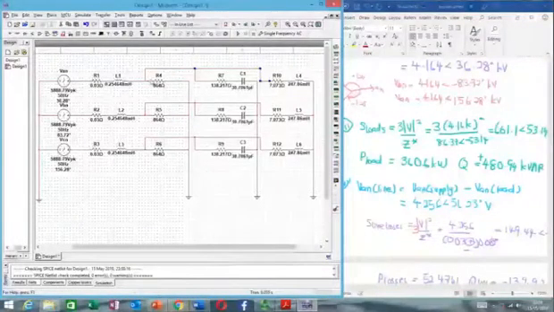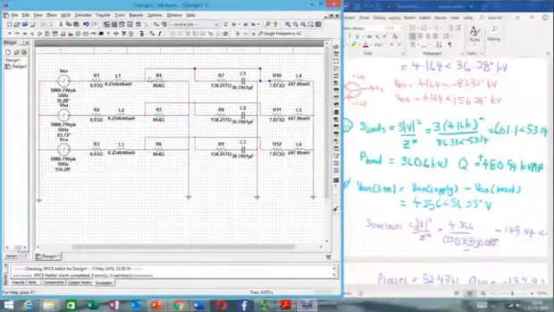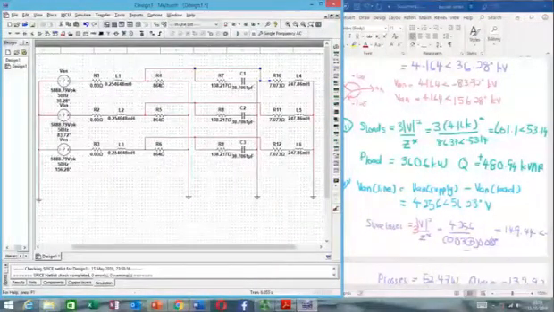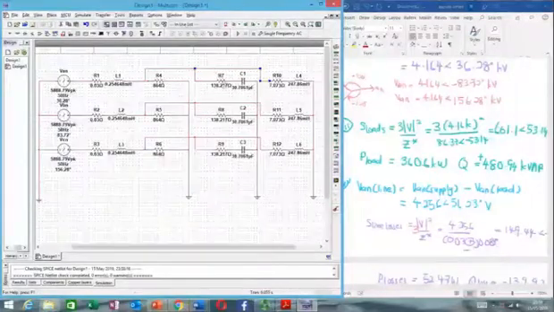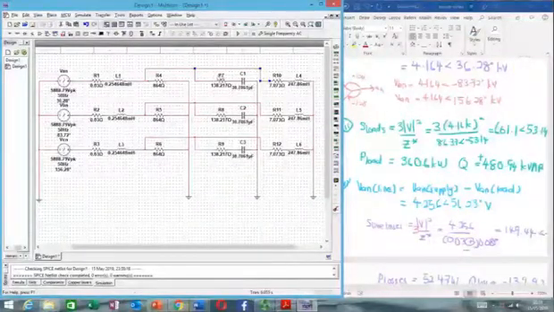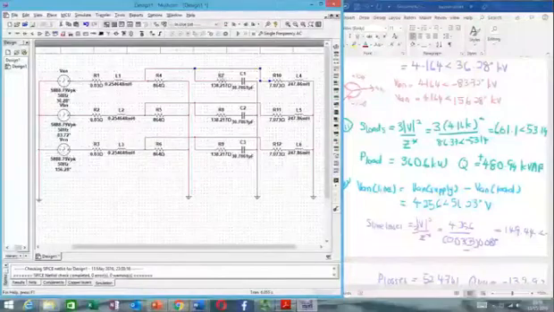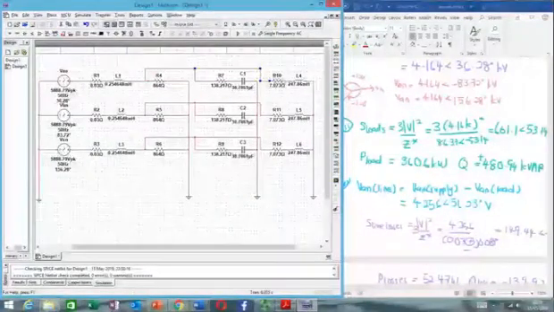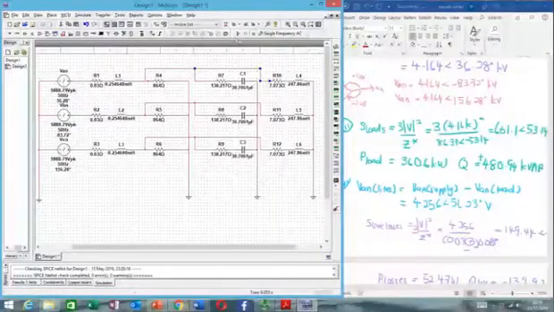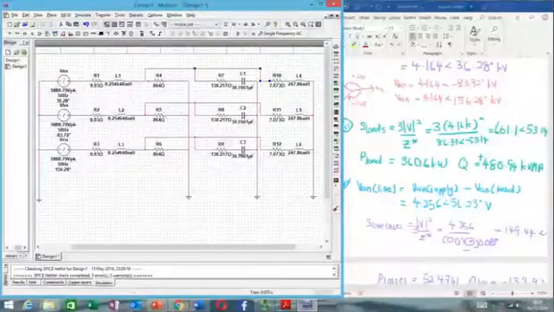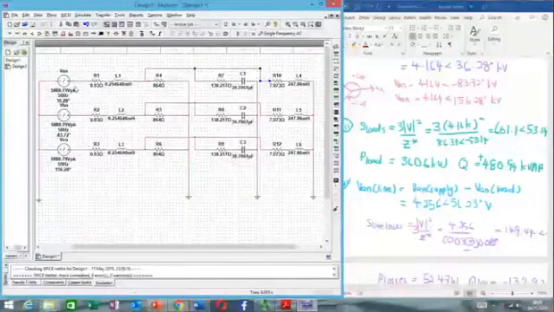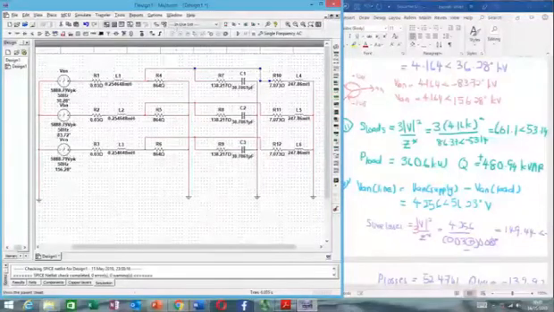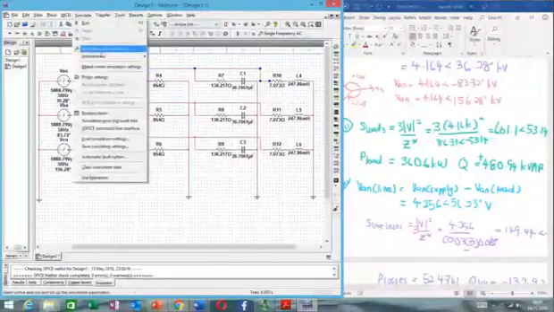Okay, then measure current. This one is directly I for resistor R4, and for load 2 you can use I at resistor 7, and for load 3, I at the resistor. So you don't have to calculate one by one. You can just multiply with 3, and you will get the same results.